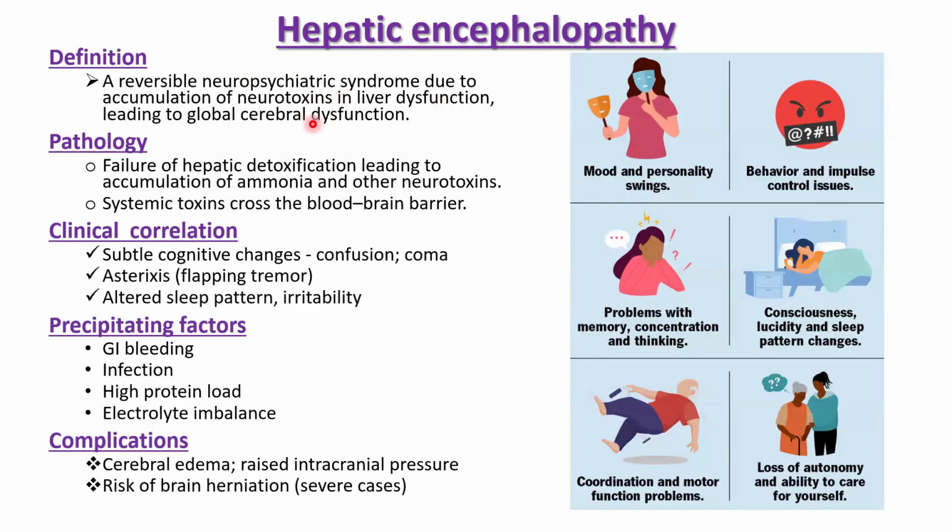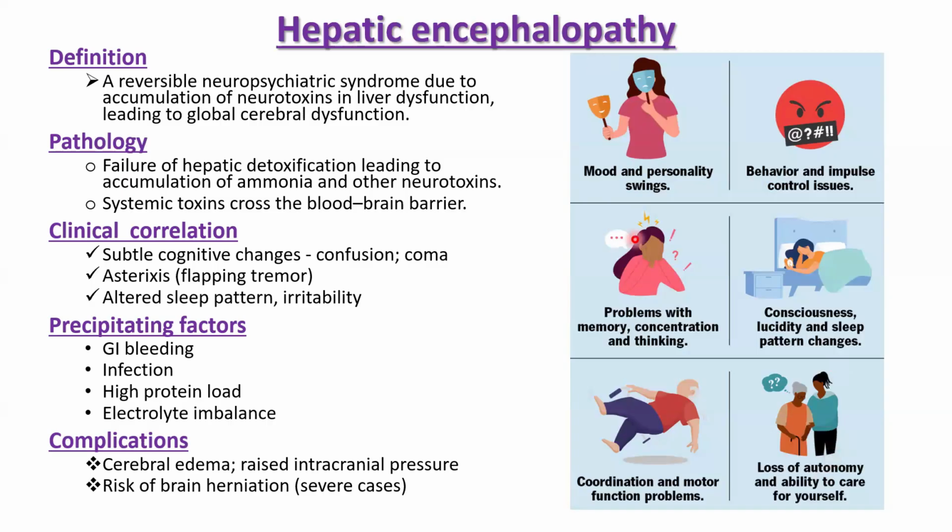The liver was supposed to be excreting a few things, but because it can't function well, it leads to liver dysfunction and then global cerebral dysfunction. That is what is called hepatic encephalopathy. You can see the features here. The person has mood and personality swings, can become irritable, can have anxiety, problems with memory, concentration and thinking, insomnia, lack of muscle coordination and motor function problems, and actually loss of autonomy and ability to care for oneself.